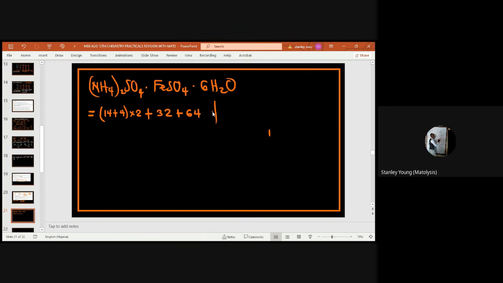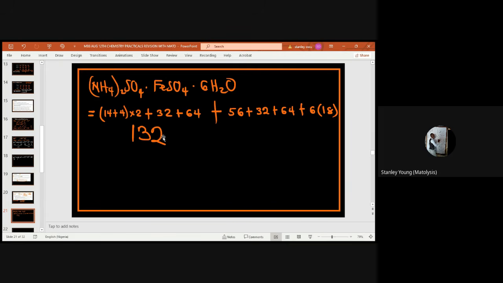Then plus iron is 56. Sulfur is 32. Oxygen is 16. 16 times 4, 64. Then plus 6 into the bracket of H2O. H2O is 18. Let's try and add that up. Where's my calculator? 14 plus 4, 18. 18 times 2, you have 36. So you have 36 plus 64 plus 32. So that gives you 132 here.